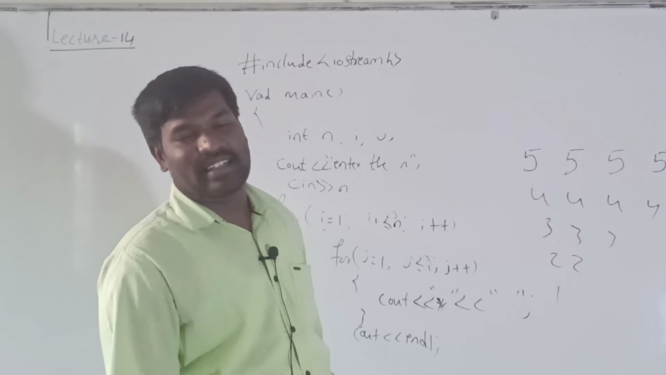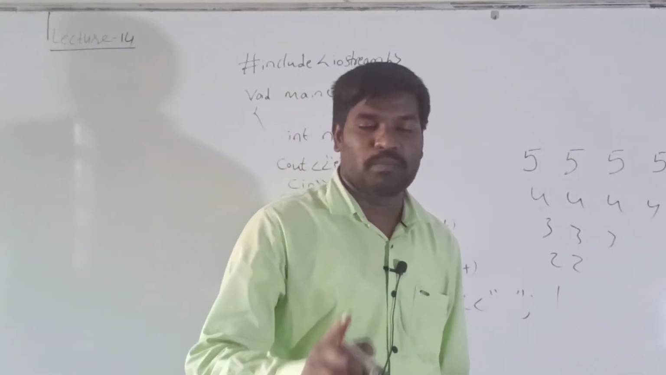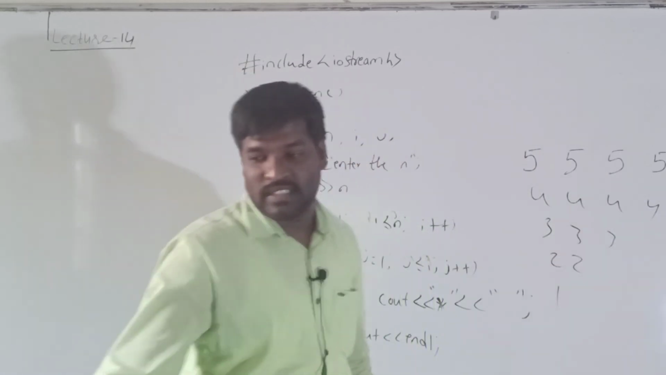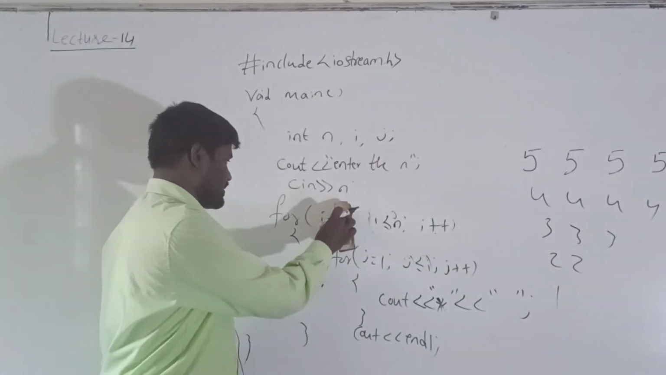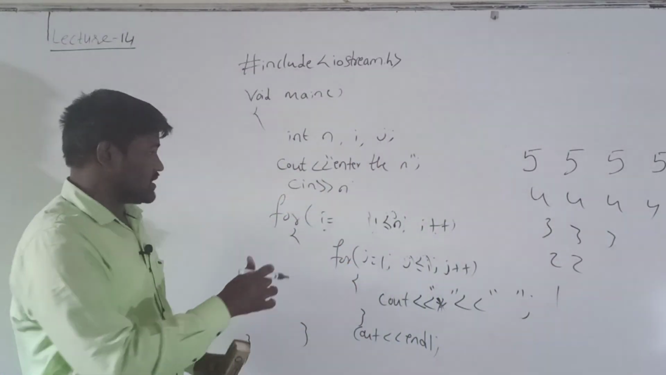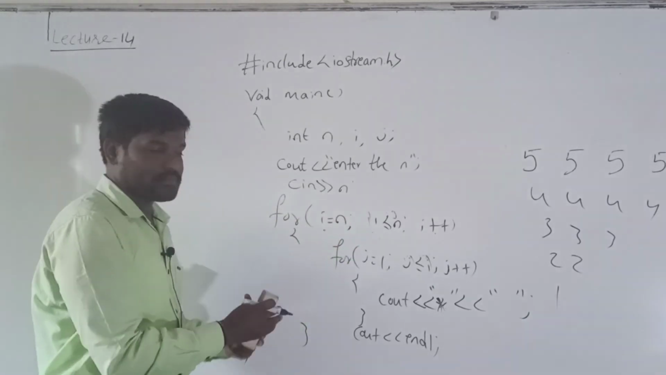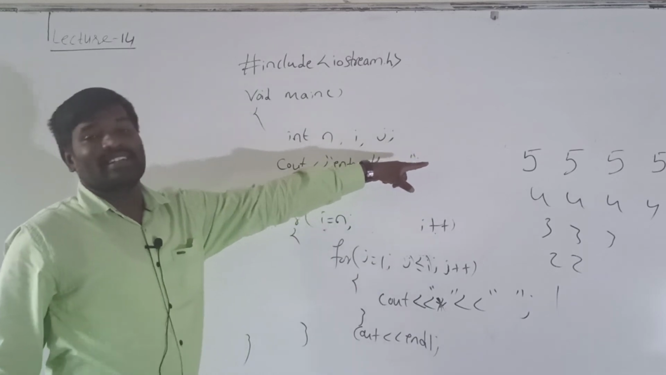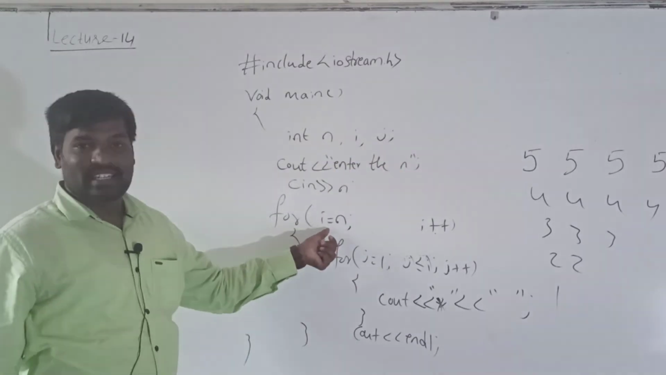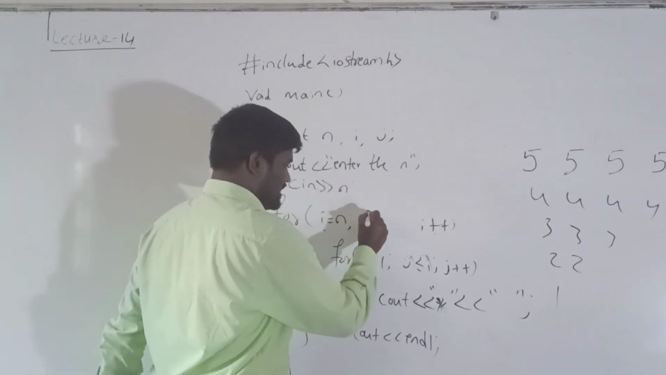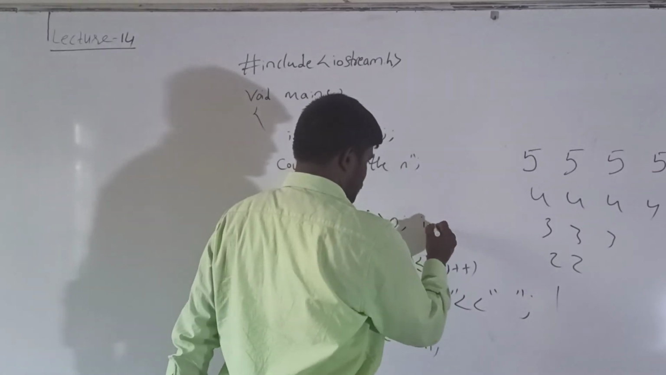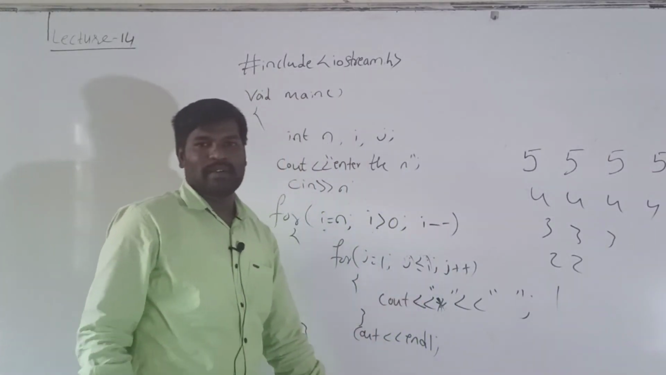The previous pattern printed only one value in the first line. The present pattern prints 5 times in the first line. It means that we have to change the loop. See here, i is equal to n because the first value is your entered limit value. That's why I can assign i is equal to n. i is greater than 0. Every time it will be decremented, i minus minus.